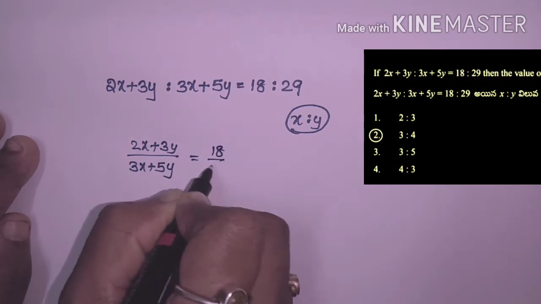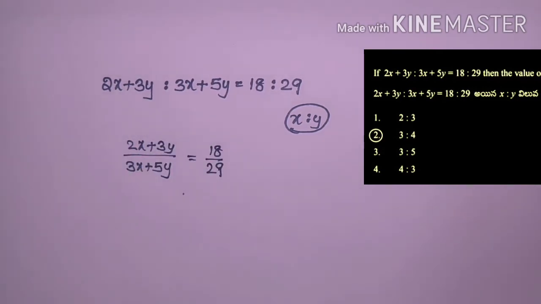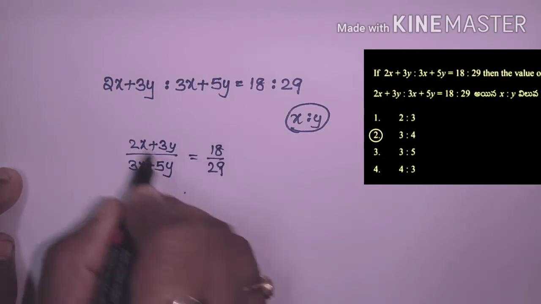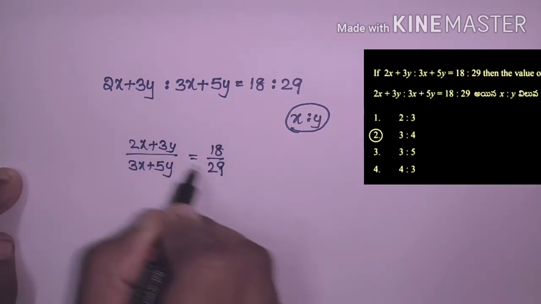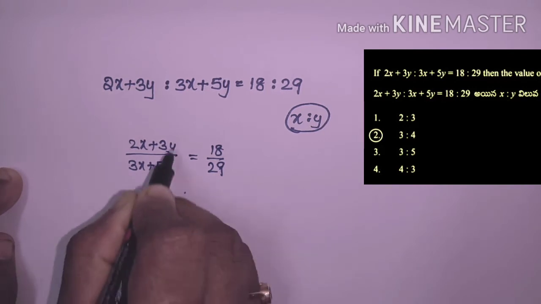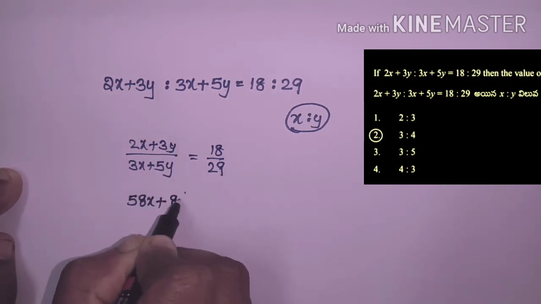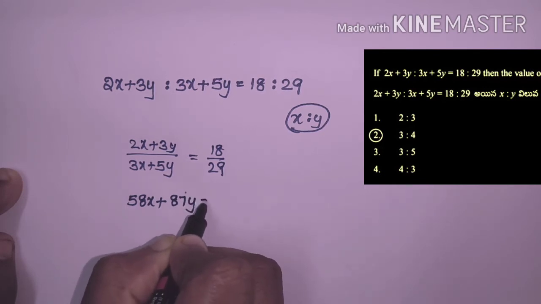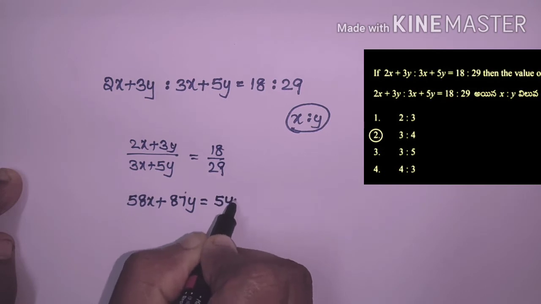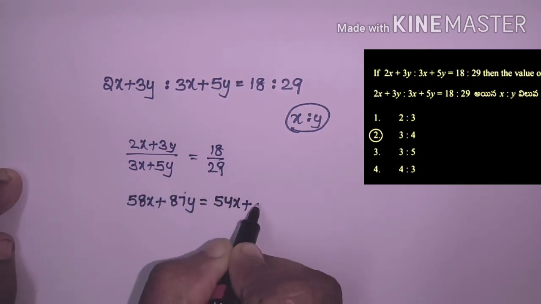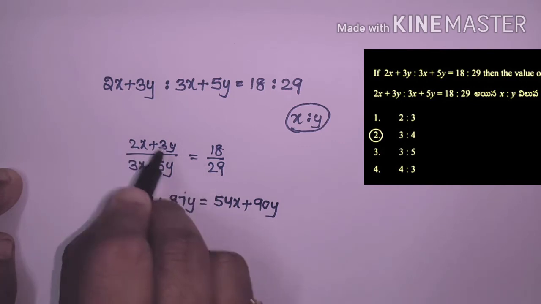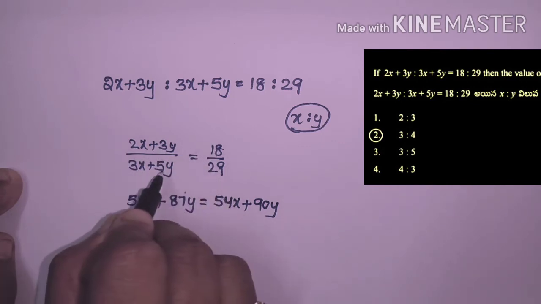A is to b is nothing but a by b. So applying that, (2x plus 3y) by (3x plus 5y) is equal to 18 by 29. Now taking the cross product, 2x into 29, that is 58x, plus 3y into 29, that is 87y, is equal to 3x into 18, that is 54x, plus 18 into 5y, that is 90y.